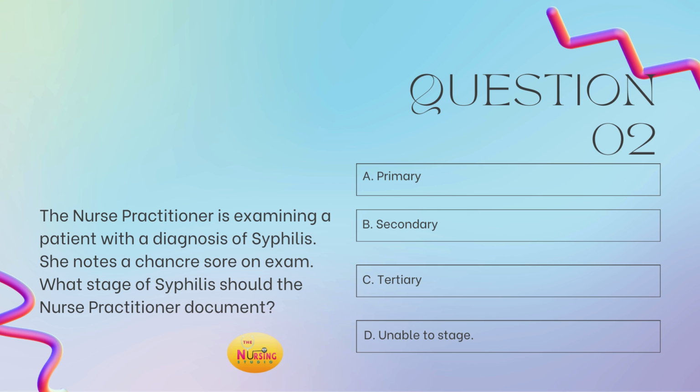So, the nurse practitioner is examining a patient with a diagnosis of syphilis. She notes a canker sore on exam. What stage of syphilis should the nurse practitioner document? Is it A, primary, B, secondary, C, tertiary, or D, unable to stage? Take a moment and tell me what you got in the comments.